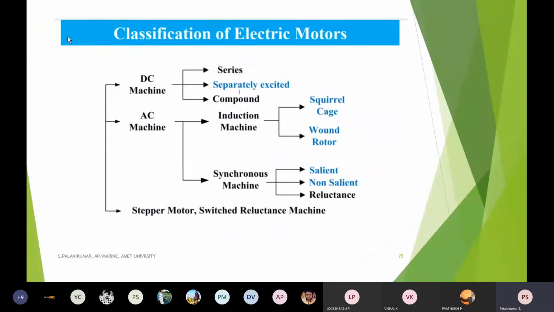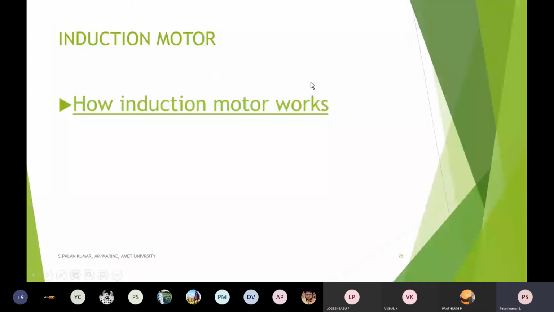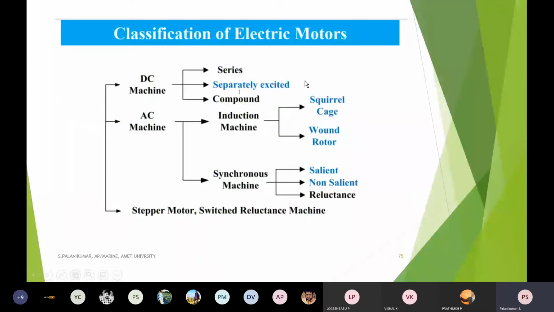So there are three different types. One is the series motor, and another is the separately excited motor, which we can also call a parallel motor, but with separate excitation. The compound motor has two different connections. One has the series field strength opposing the parallel field strength, called the differentially compounded motor. The other has the series field supporting the parallel field, called the cumulatively compounded motor. These are the three types only. The next type is the AC machine, the induction machine.